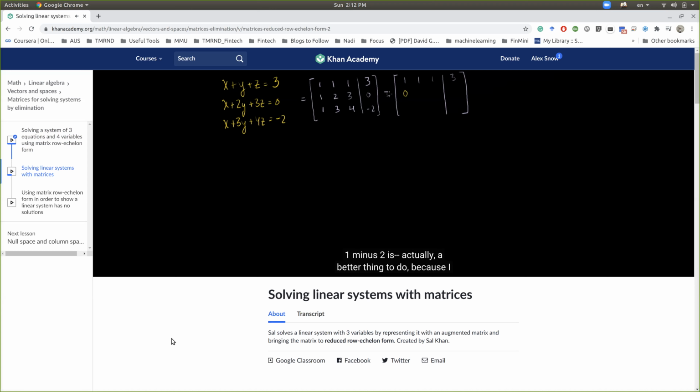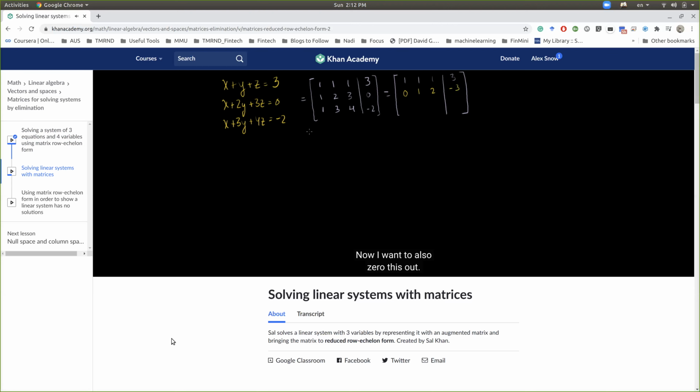Actually, a better thing to do, because I eventually want this to be 1 anyway, let me replace this row with the second row minus the first row, instead of the first row minus the second row. I can do it either way. So the second row minus the first row. So 1 minus 1 is 0. 2 minus 1 is 1. 3 minus 1 is 2. And then 0 minus 3 is minus 3.